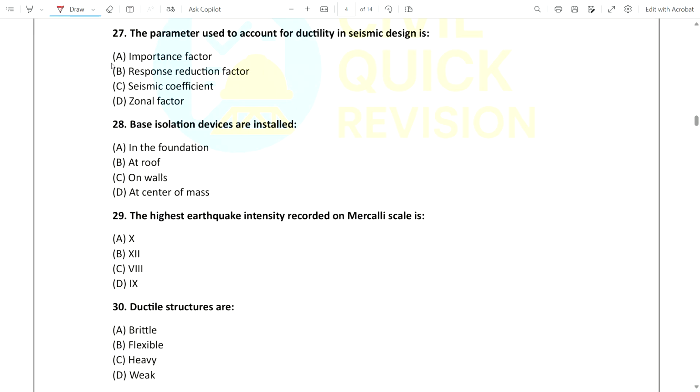Importance factor, response reduction factor, seismic coefficient, zonal factor. Here the option is B, response reduction factor, which accounts for ductility in seismic design.